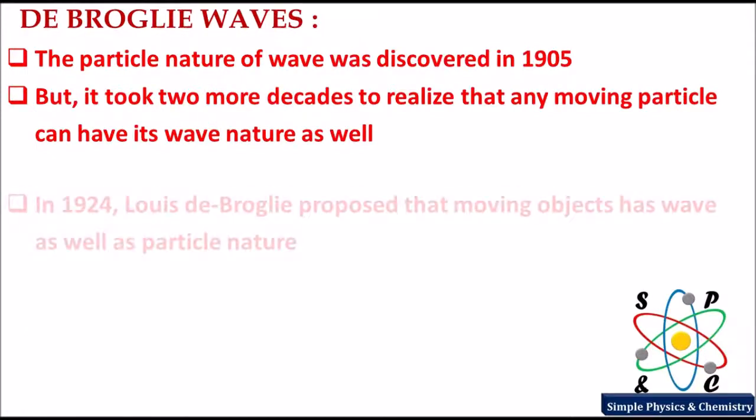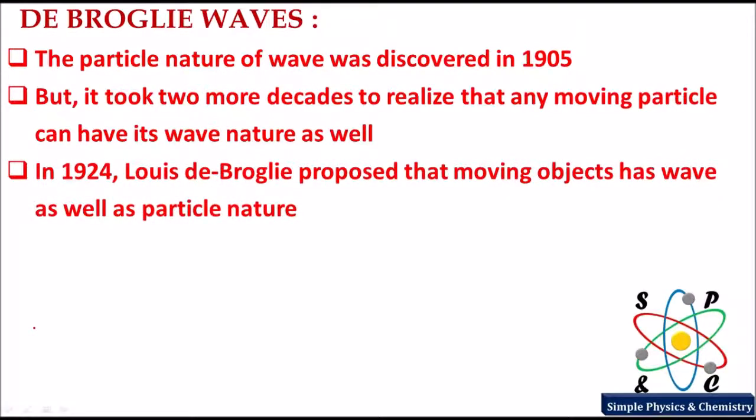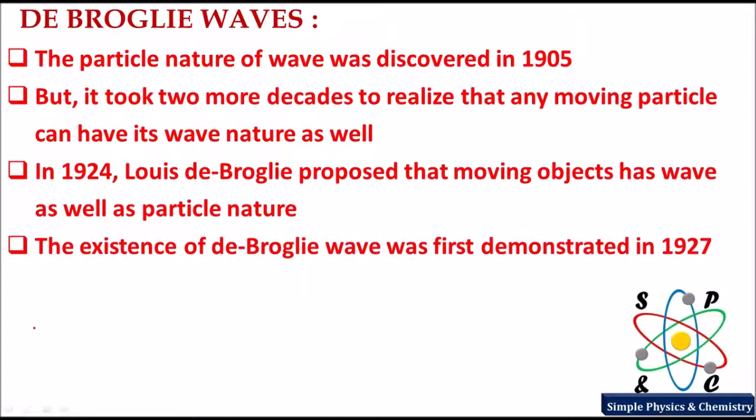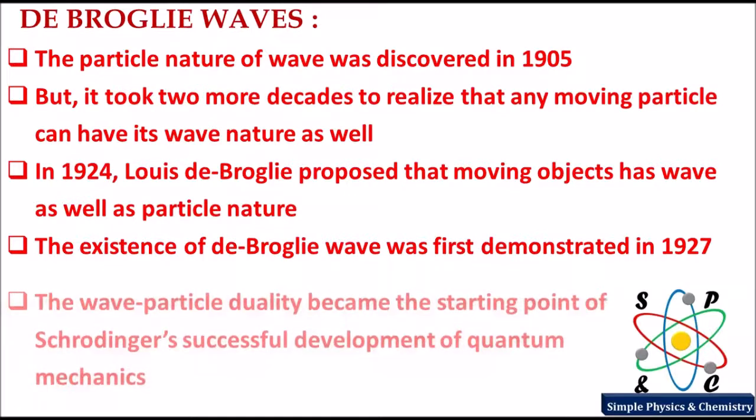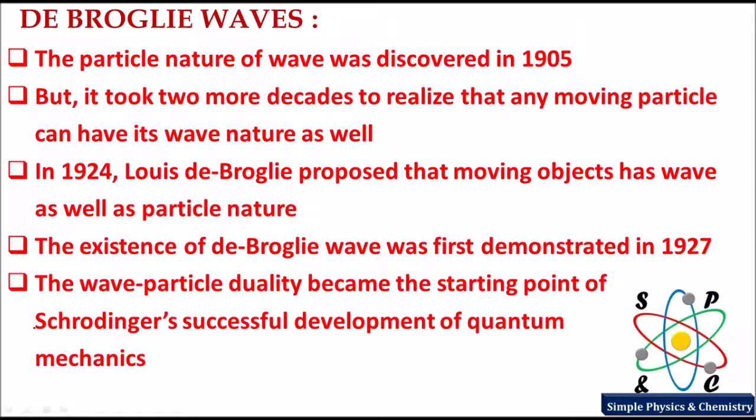So that was found in 1924 when Louis de Broglie proposed that moving objects have wave as well as particle nature. That is the wave particle duality. And in 1927 the existence of de Broglie wave was first demonstrated, and that was the key point because the wave particle duality became the starting point of Schrodinger's successful development of quantum mechanics, which is the modern mechanics for every phenomenon that we discuss in physics and chemistry.